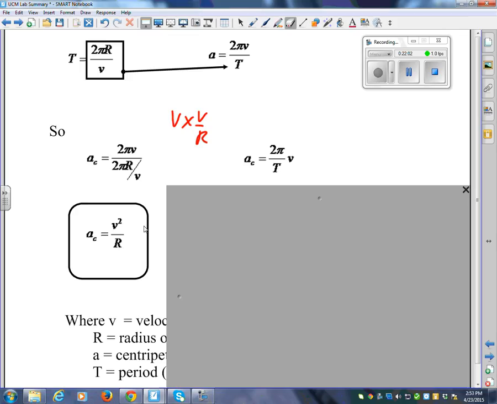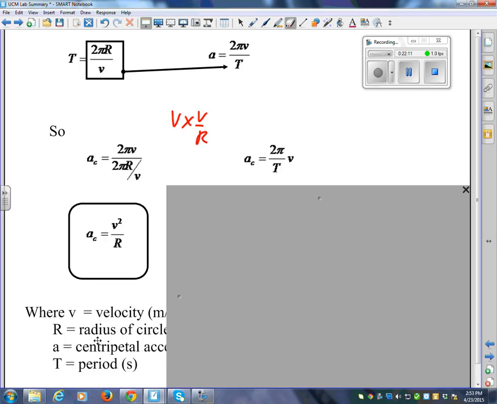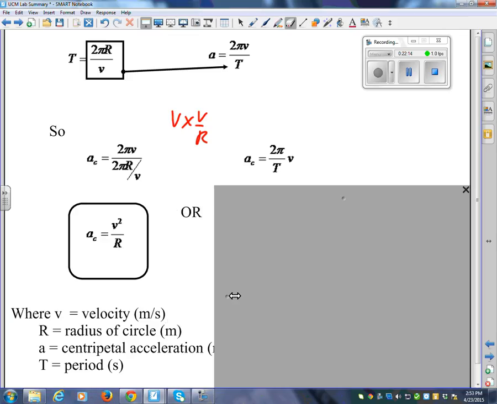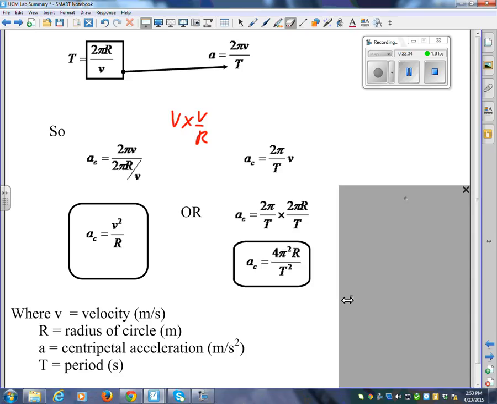So that's centripetal acceleration. That, my friends, is centripetal acceleration. V squared over r. What does V stand for? Velocity, in meters per second. R stands for the radius of the circle in meters. A stands for centripetal acceleration in meters per second squared. And T equals the period in seconds. Don't see it there. Oh yeah, you're right. We don't need T, or is this supposed to be T?